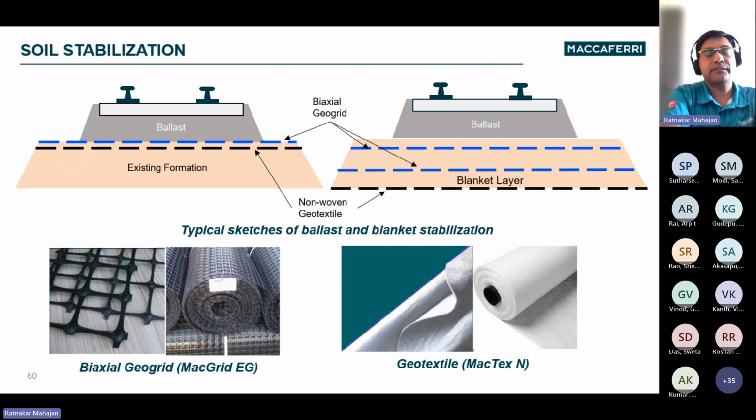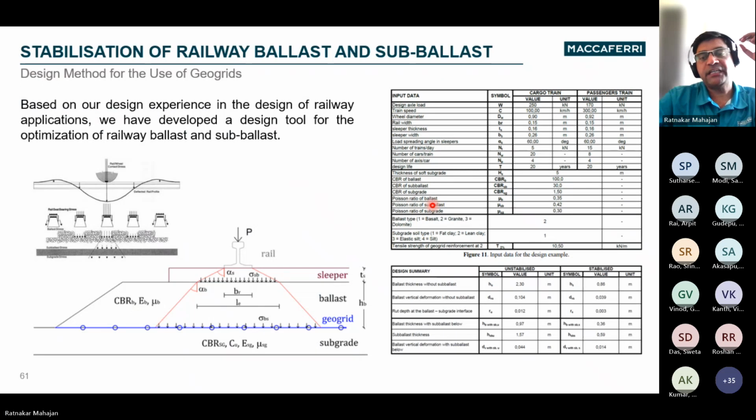So to show the pictorial, let's look at the railway track bed where you have the ballast and then, let's say, the formation or the blanket layer. If it is an existing formation, you may use the biaxial geogrid and geotextile here during the maintenance purpose. So typically biaxial polypropylene geogrid, that we refer to as MagriDG, and a geotextile, typically non-woven geotextile. If it is a new construction, you can use the geogrids in the blanket layer and the geotextile as the separation and filtration.